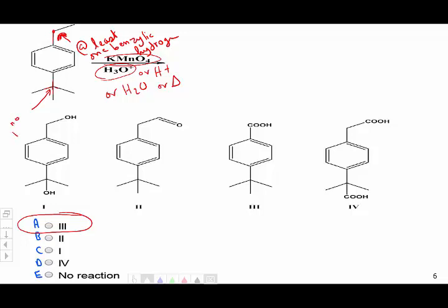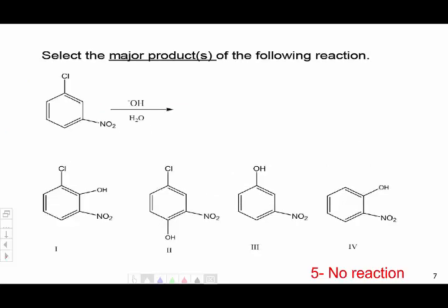So no benzylic hydrogen, so it shouldn't be affected. In other words, this should be oxidized all the way to carboxylic acid, and this one should stay as it is, which makes 3 the right answer, which is A in the choices. Okay, let's go to the next one. Okay, so 5 is the most popular answer. 5 is the right answer.